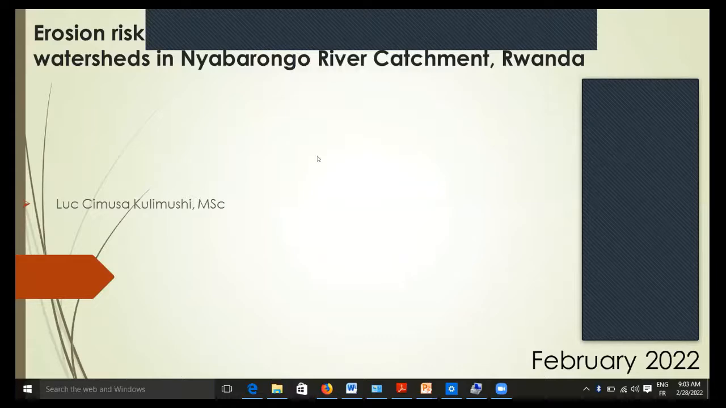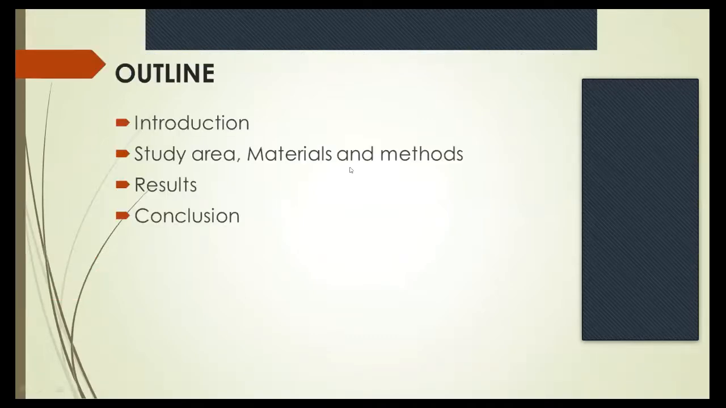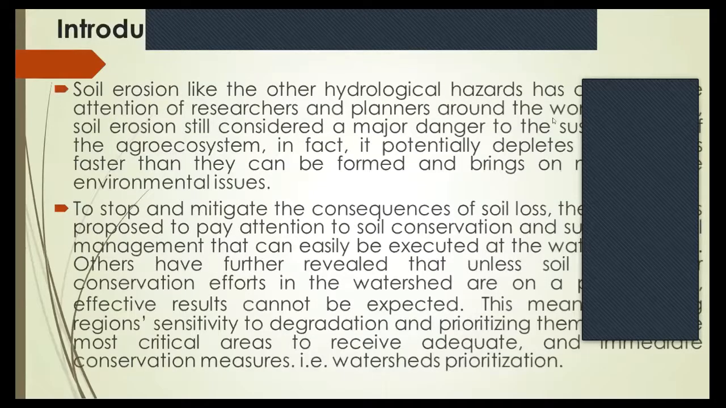The presentation has four parts: introduction, study area, materials and methods, results, and conclusion. Erosion, like other hydrologic hazards, has attracted the attention of researchers and planners worldwide. It is considered a major danger to agroecosystem sustainability because it potentially depletes the soil and brings on environmental issues. However, the impact of soil erosion is greater in developing countries.